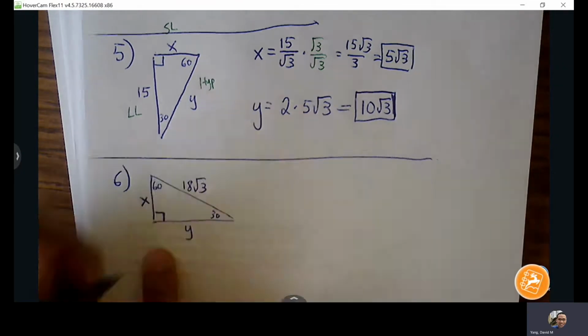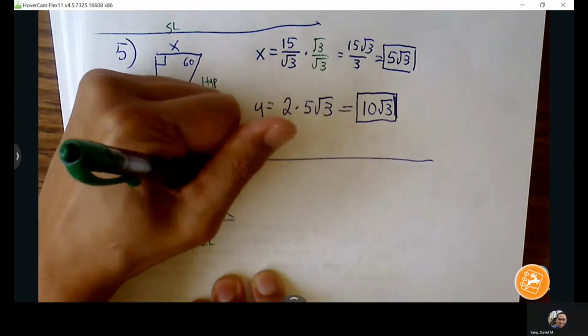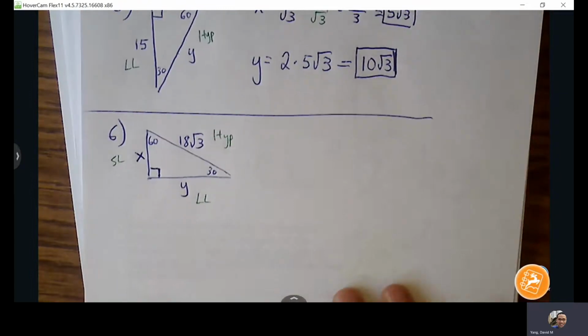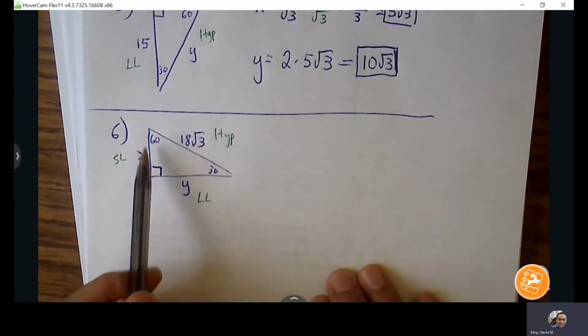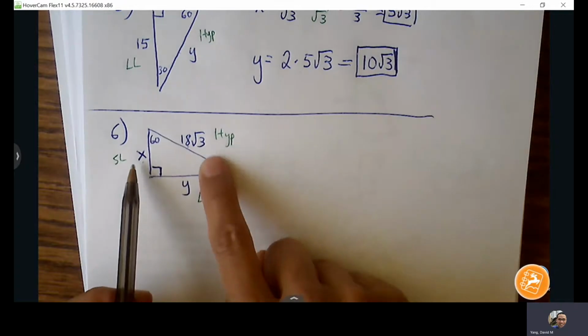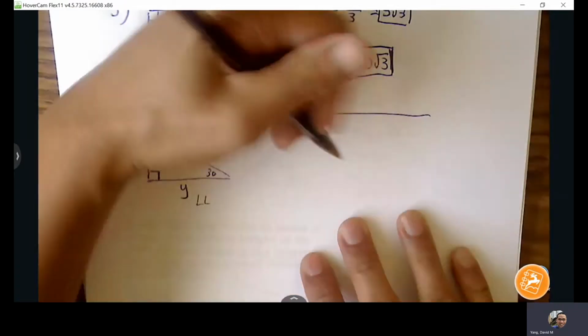All right, let me label the sides here. This is the short leg, long leg, hypotenuse. Okay. I'm given the hypotenuse. I always want to involve the short leg as my first calculation. So how do I get from hypotenuse to short leg? Divide by 2. Yeah.